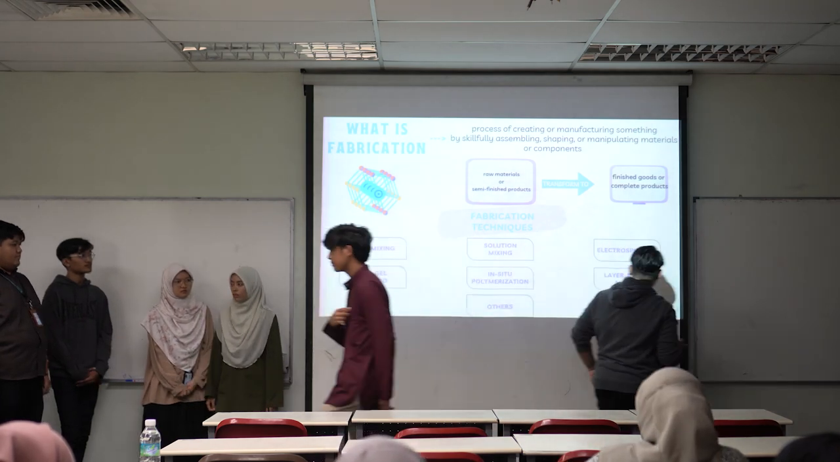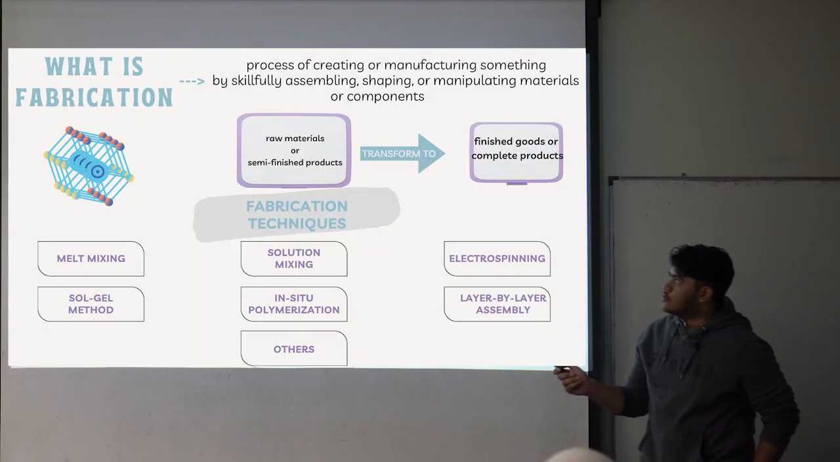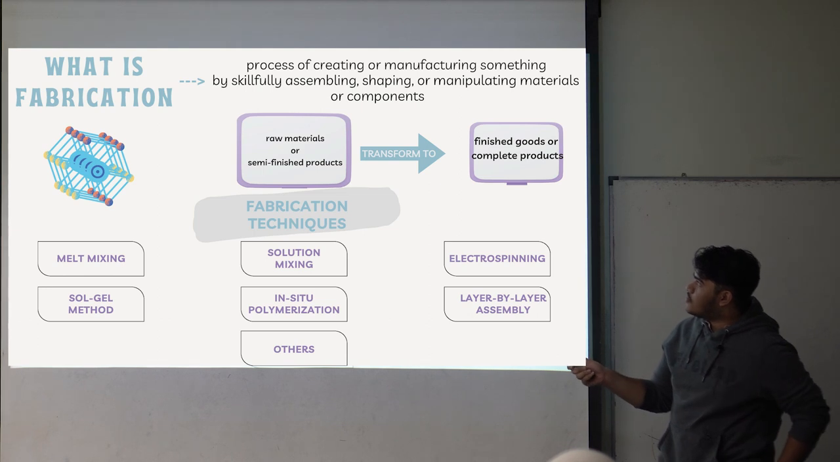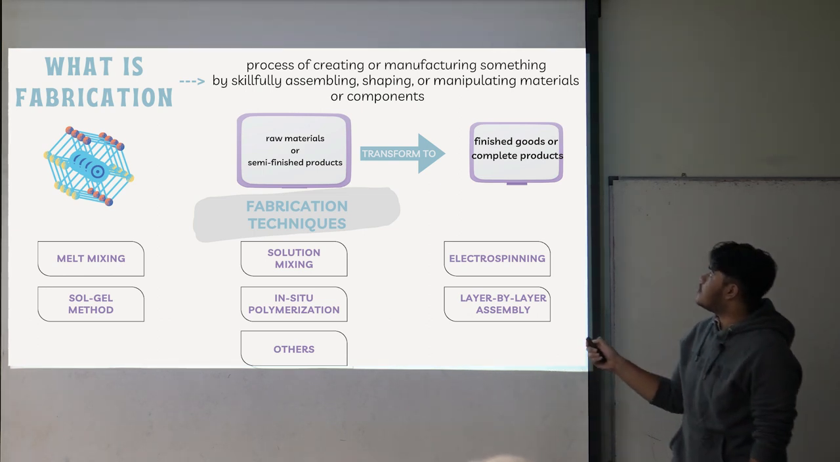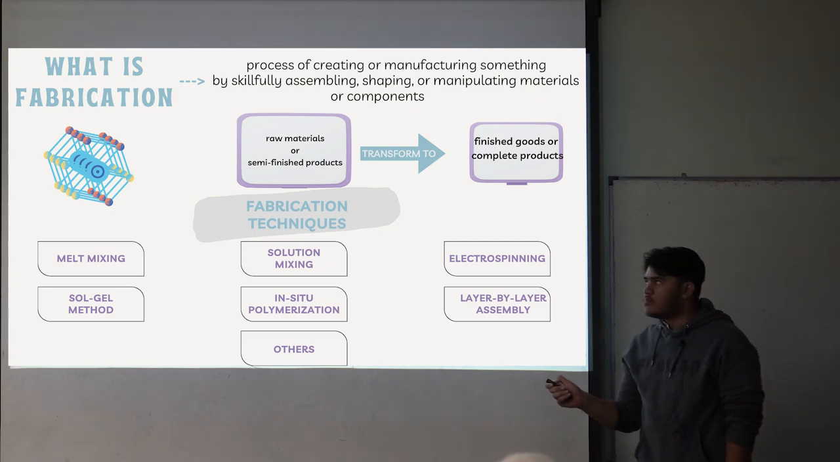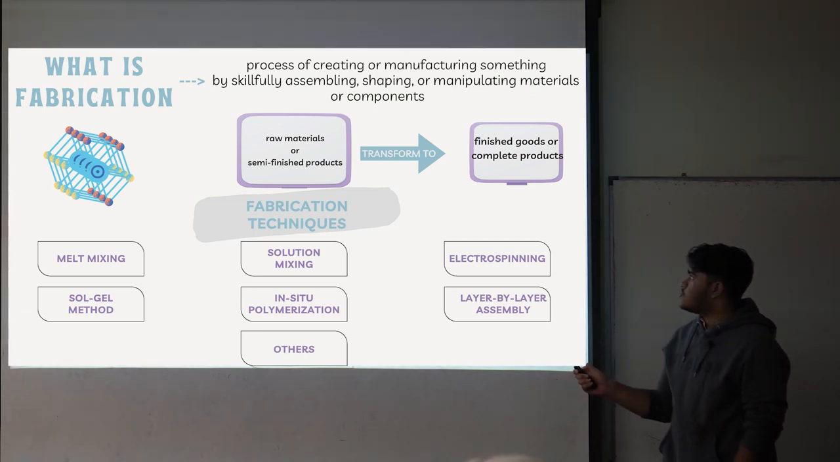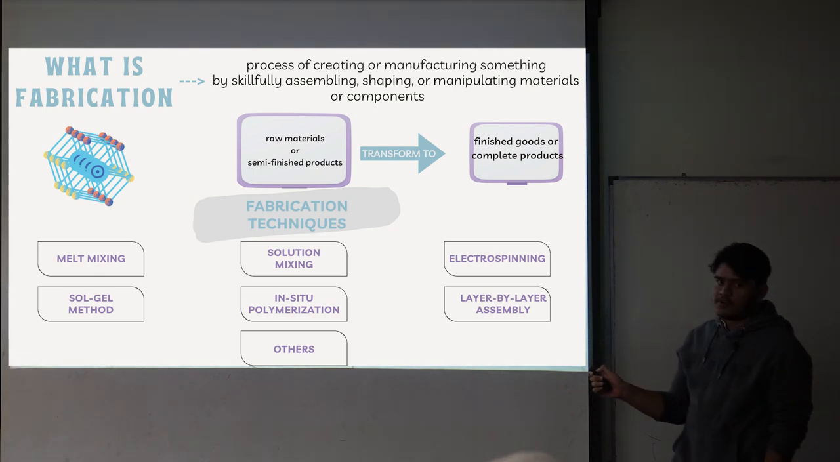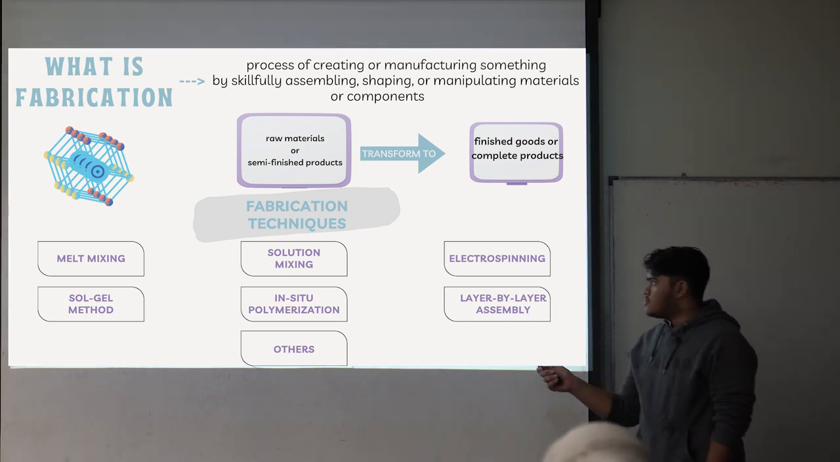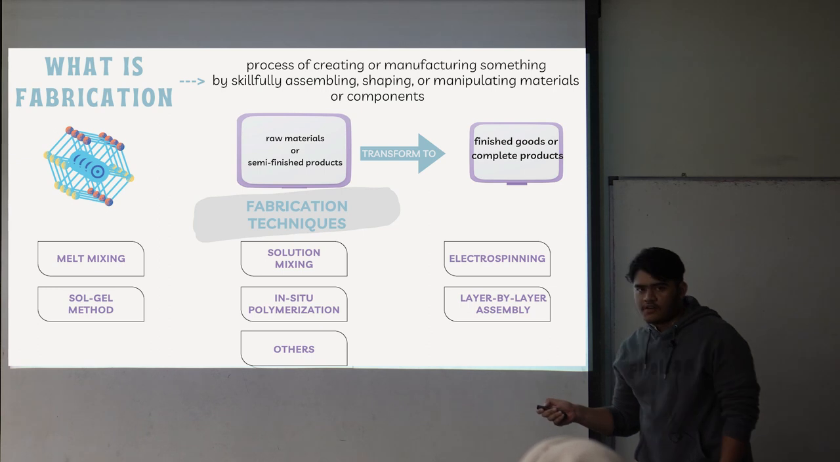Okay, the next one, I'll be talking about what is fabrication. So what is fabrication in the first place? Fabrication is basically a process of creating or manufacturing something by skillfully assembling it, shaping or manipulating the materials or components. So basically from raw materials or semi-finished products, we transform it into finished goods or complete products. In this case, we probably have polymer and nanomaterials and transform them using various fabrication techniques that are available.